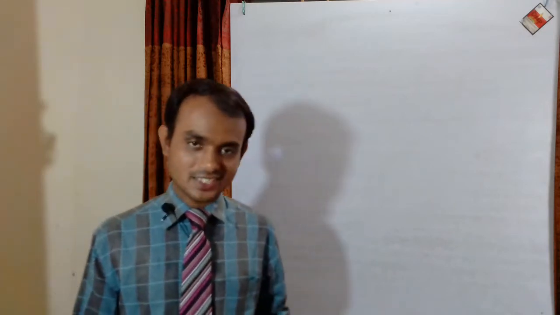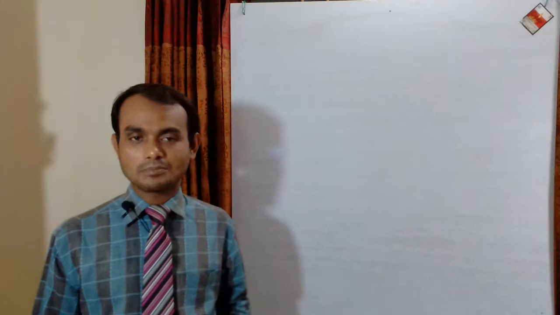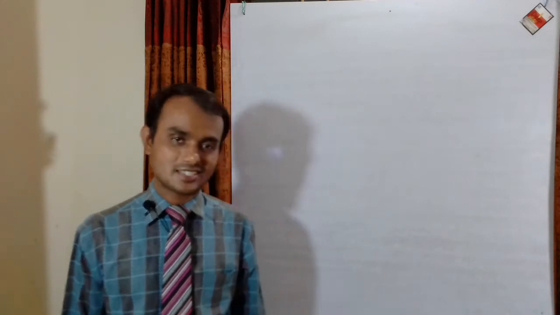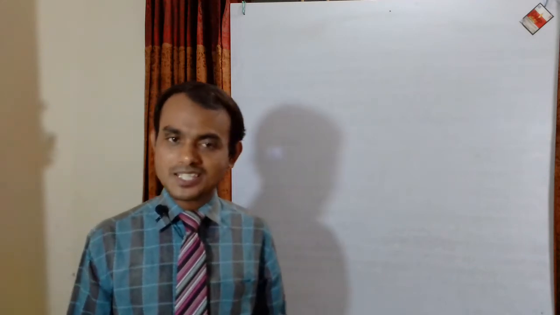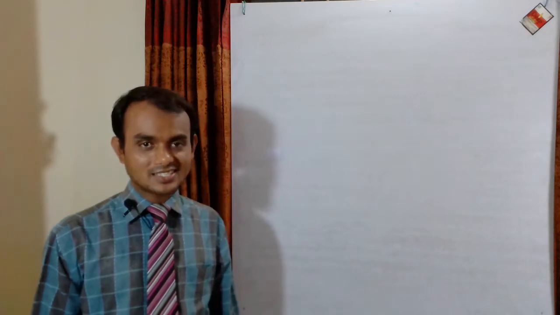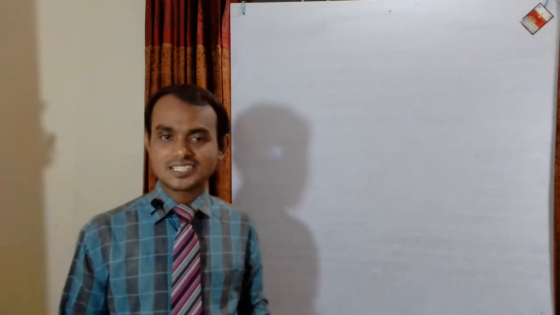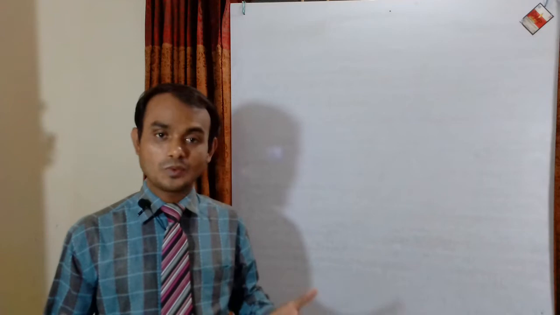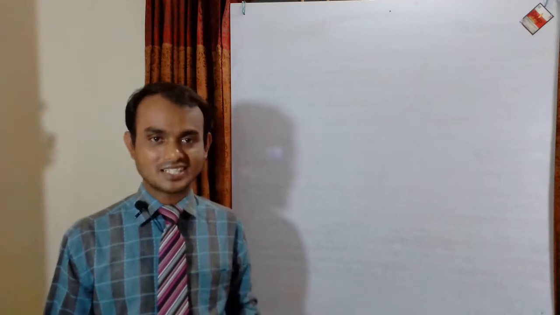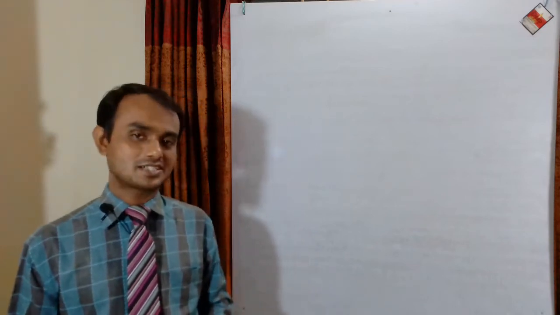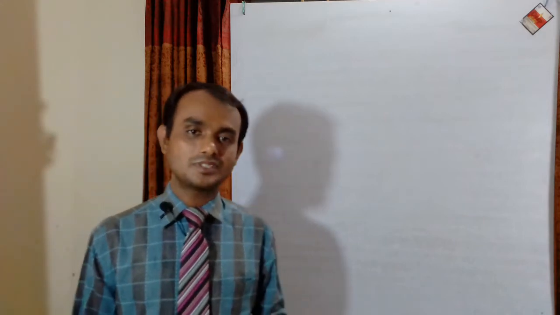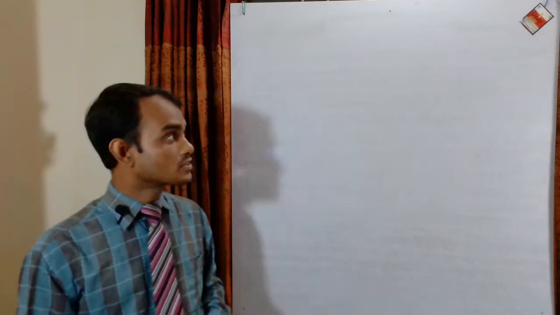Dear students, today I am going to teach you about optative sentence. What is optative sentence? The sentence which indicates prayer, wish, or blessing is called optative sentence. For example, let me write on the whiteboard.